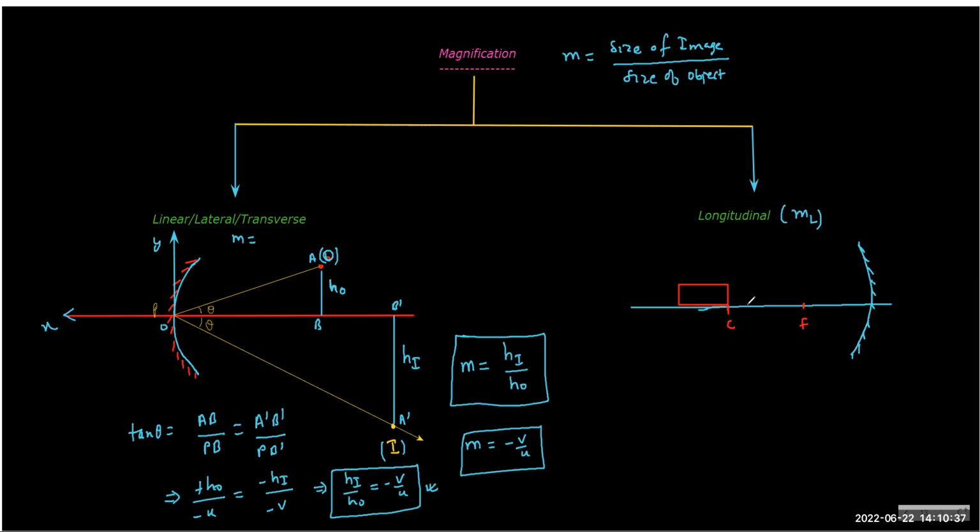If the object is near C, this portion will form the image exactly there only, because anything at C will form the image at C only, correct? But anything beyond C will form an image on the other side. So anything left of C will form the image on the right side. So this end will be somewhere here, maybe here. And not only that, it will be a smaller size, something like this. So roughly, don't take it exactly.